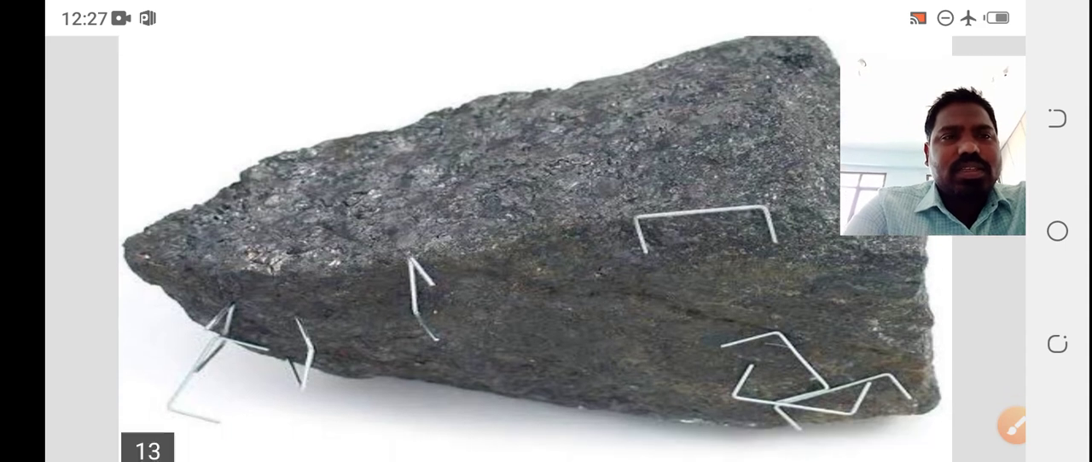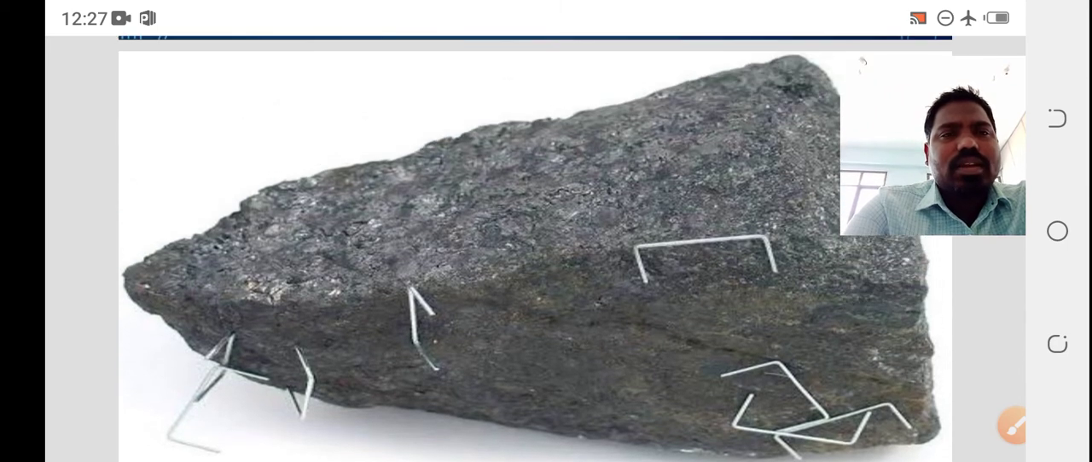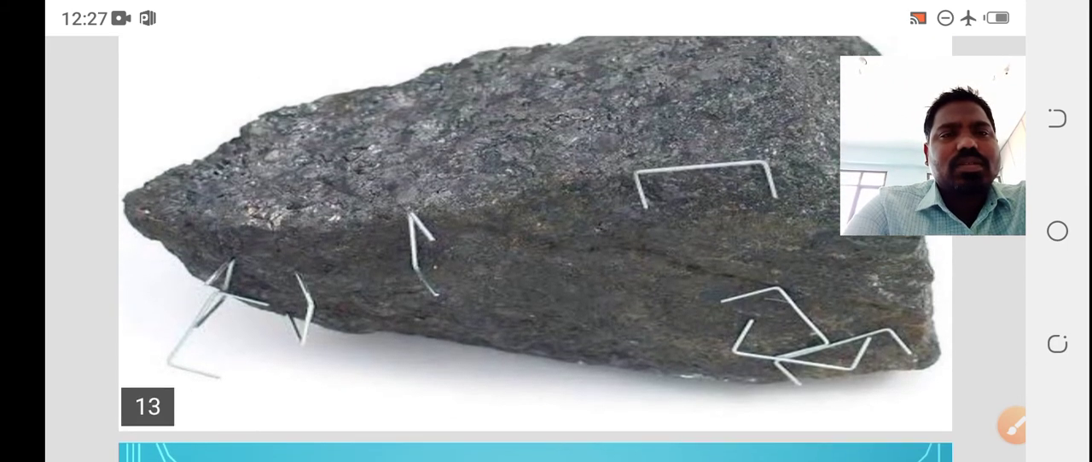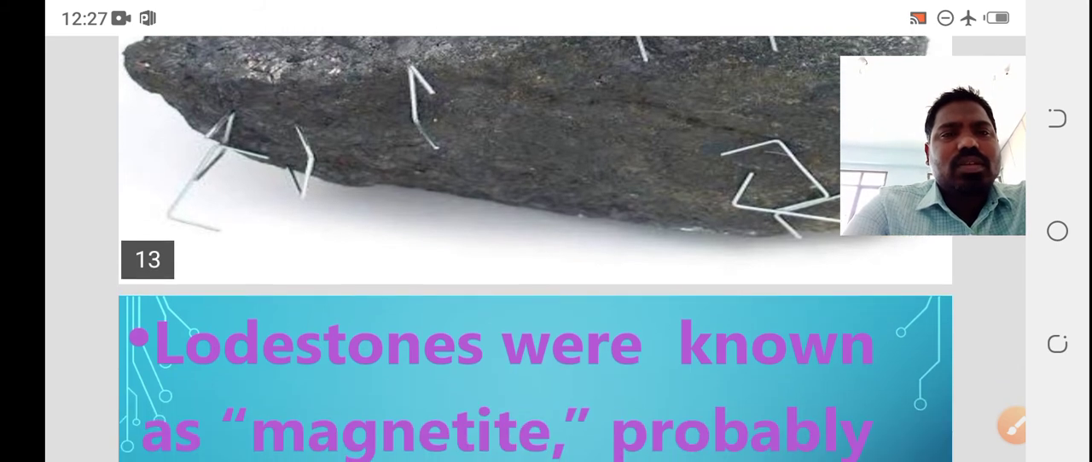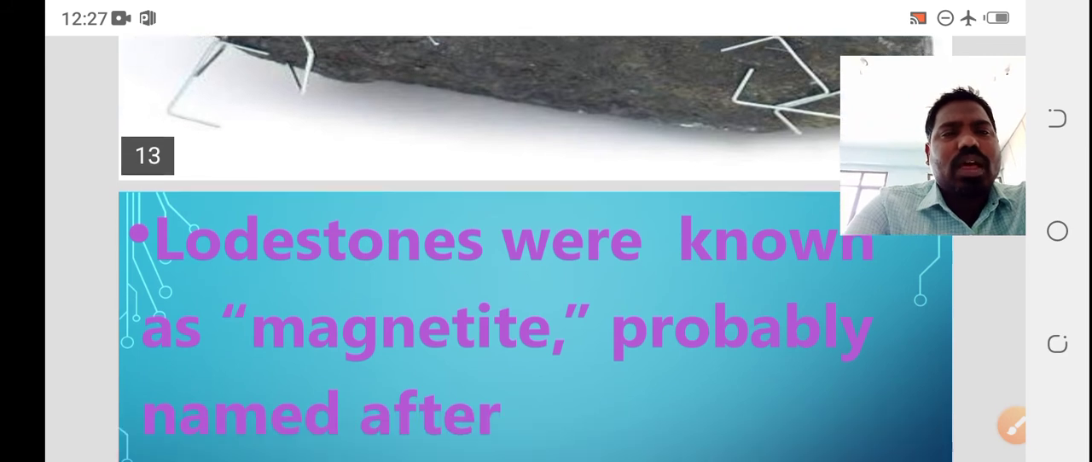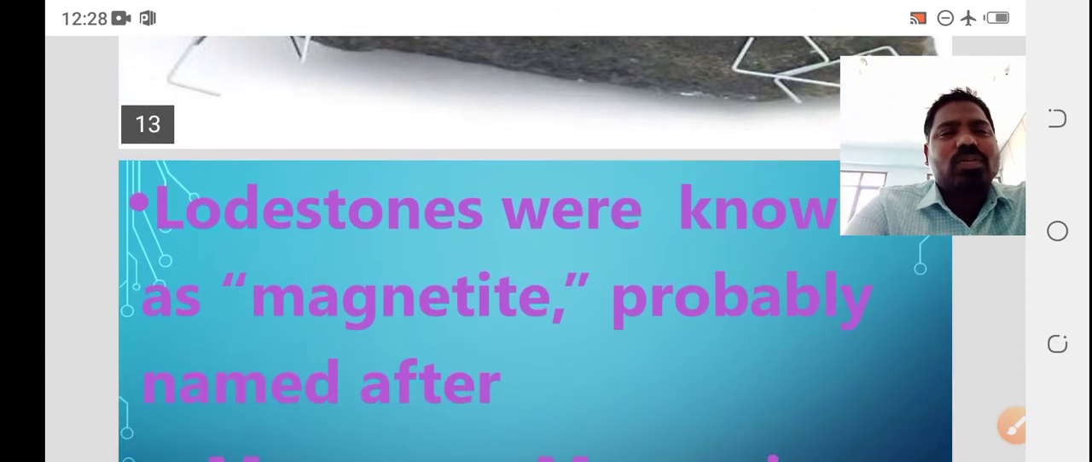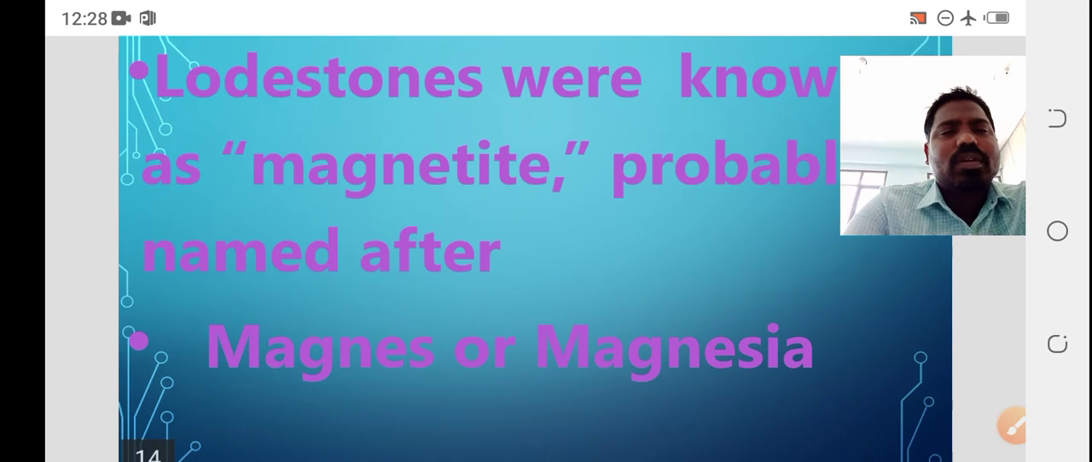See, the rock is attracting these clips, or these pins. See here, it's attracting certain clips. These lodestones are known as magnetite, probably named after Magnesia.